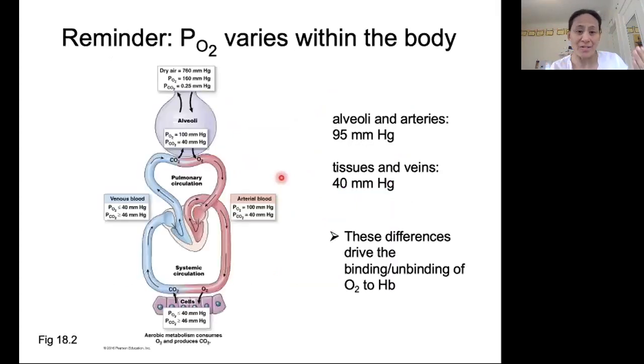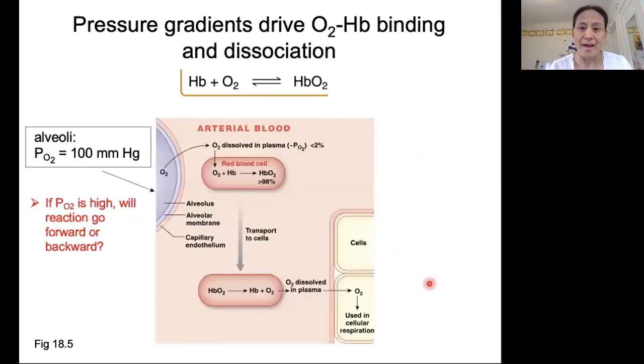So just to remind you, in the alveoli and in the arteries, we have a high PO2 of about 95 to 100 millimeters of mercury. In the tissues and the veins, we have a lower PO2 of about 40 millimeters of mercury, okay? These differences are going to drive the binding and the unbinding of oxygen to hemoglobin. So let's take a look at that in cartoon form here, right? So remember, this is our equation, okay?